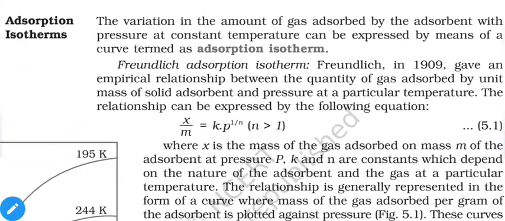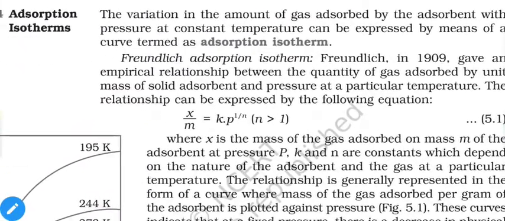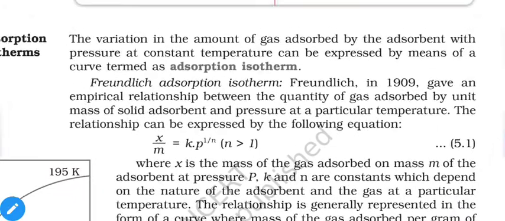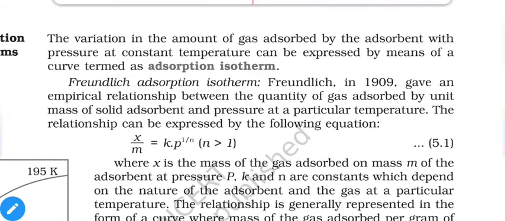Now let us move on to adsorption isotherm. Isotherm represents constant temperature. Here a graph is mentioned. On the x-axis we have p, and on the y-axis we have x upon m. Here x upon m represents the quantity of gas adsorbed on the solid. x represents the quantity of gas, m represents the quantity of solid.